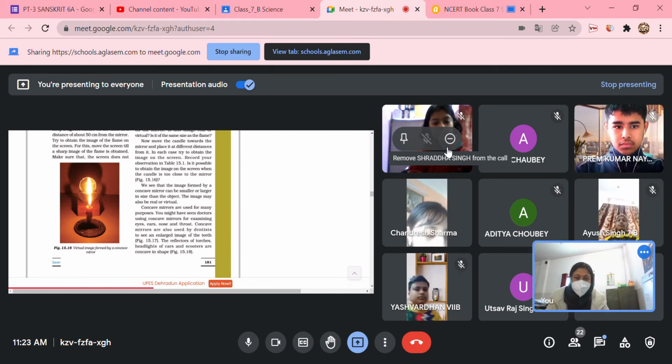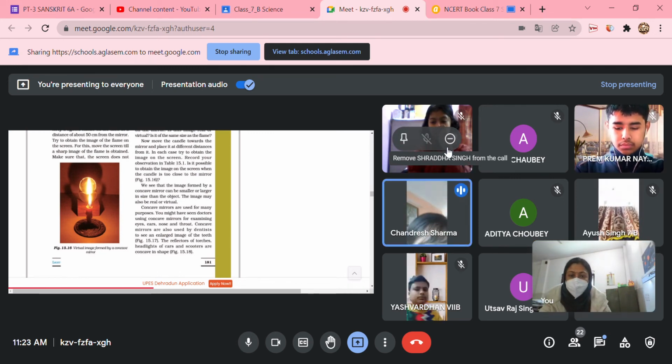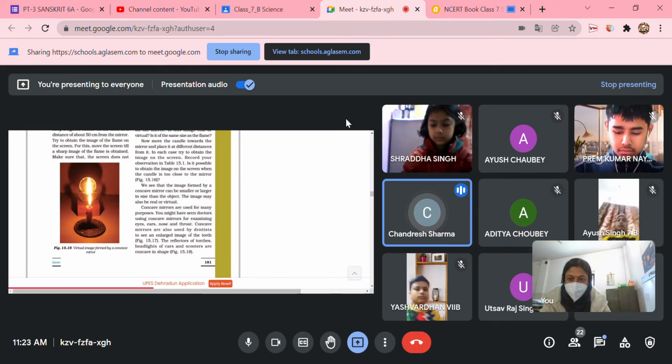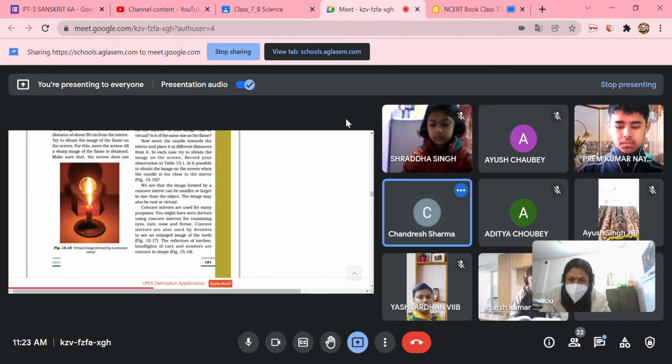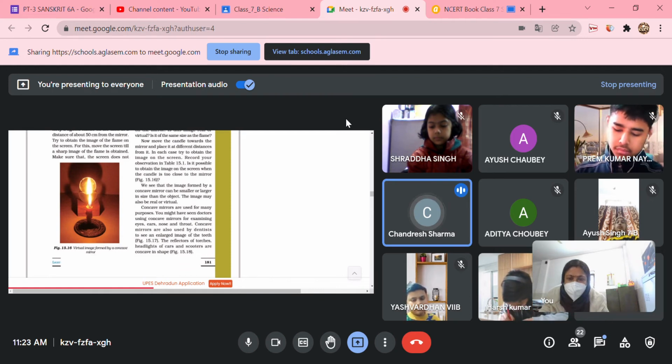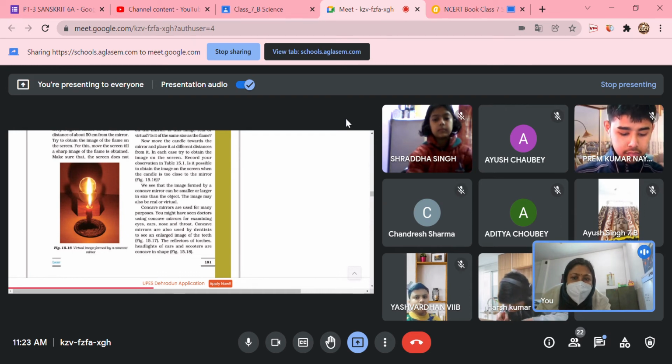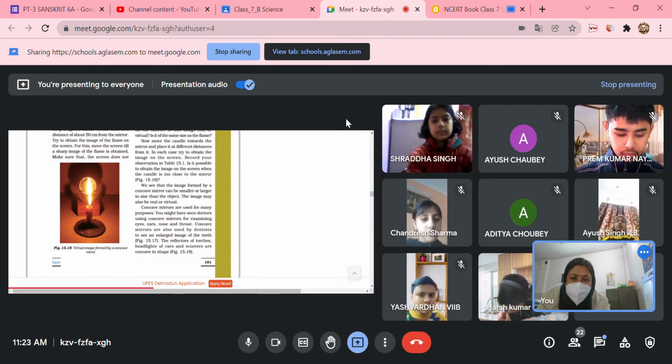Continue. Concave mirrors are used for many purposes. You might have seen doctors using concave mirrors for examining eyes, ears, nose and throat. Concave mirrors are also used by dentists to see an enlarged image of the teeth. Figure 15.17. The reflectors of torches, headlights of cars and scooters are concave in shape. Okay, stop. What has been told about where concave mirrors are used is again very important, the uses of concave mirror.